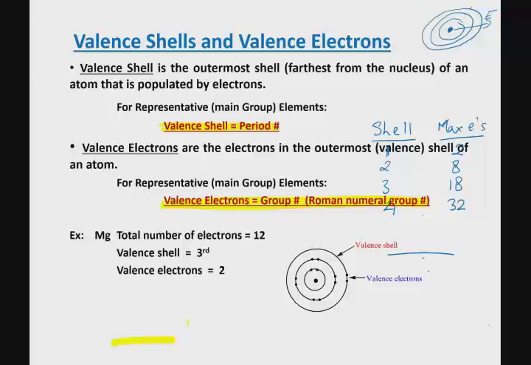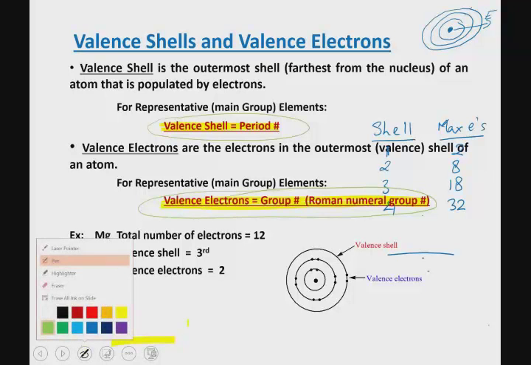So in this class, Chem 140, we will only be using this general guideline, and I emphasize, general guideline. For representative elements only, the valence shell equals the period number that the element exists in, and the number of valence electrons equals the group number that the element exists in.